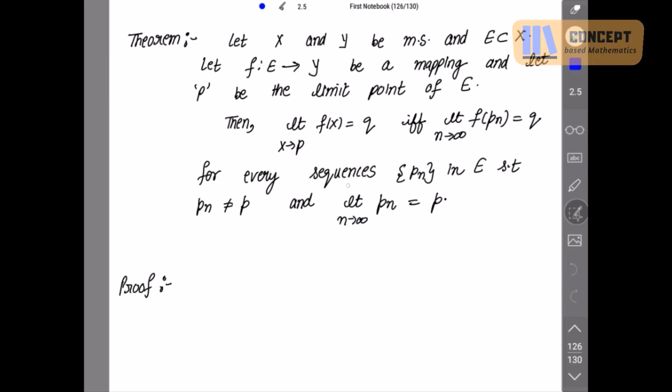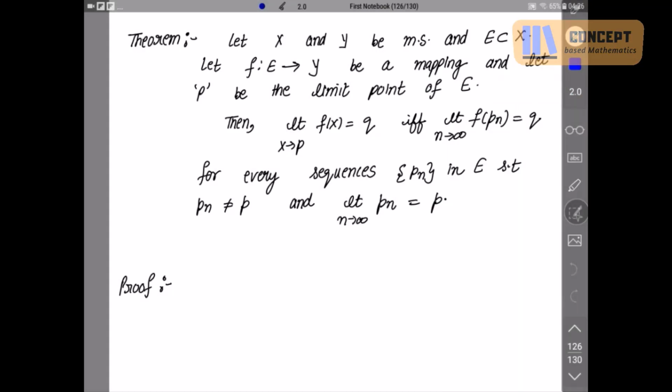For every sequence p_n in E such that p_n is not equal to p, these two are distinct. Now p_n is not equal to p means there must be some distance in between these 2 points p_n and p. Between the points of the sequence with p, there must be some distance. And limit n tends to infinity p_n is going to be equal to p, right? Let's start with the proof.